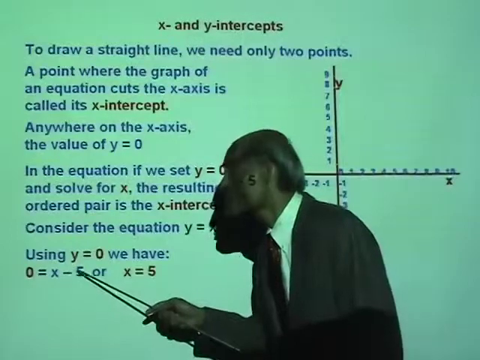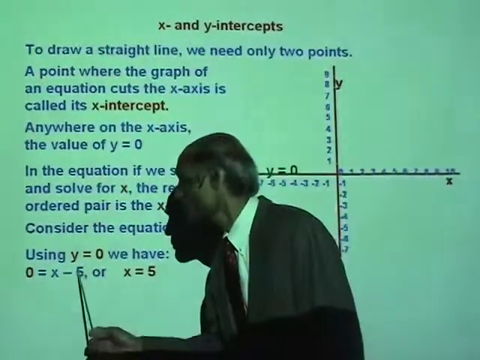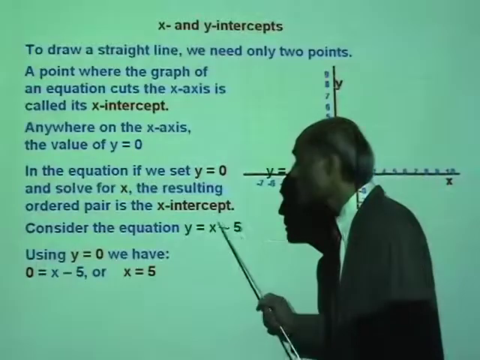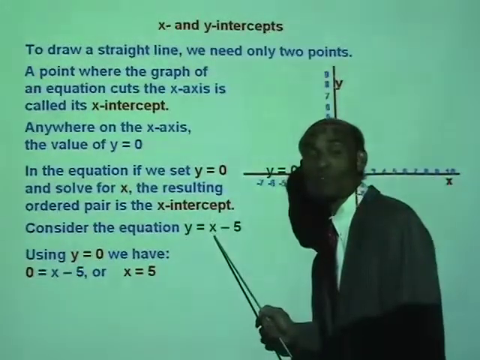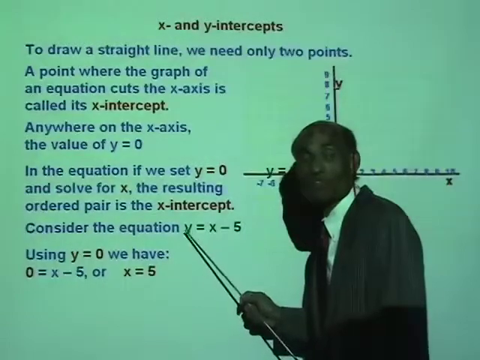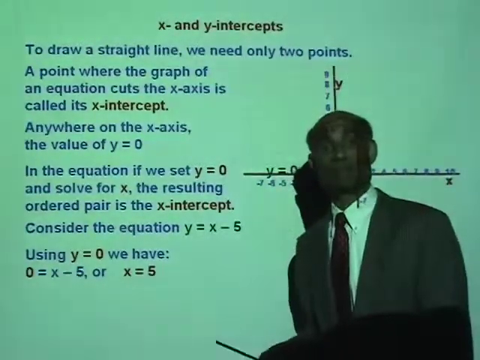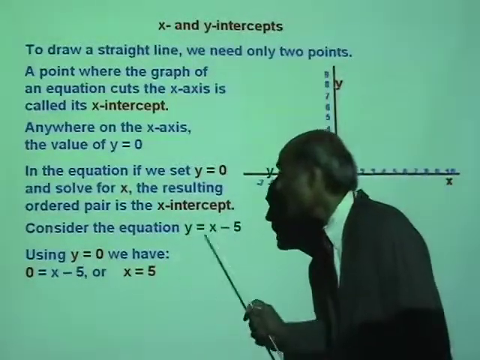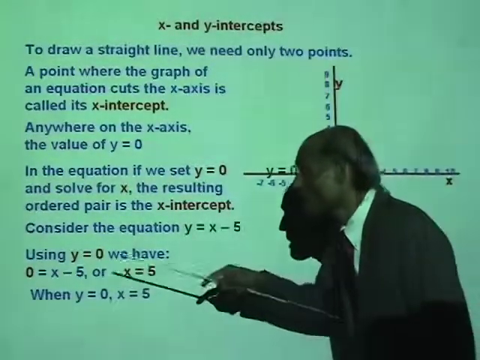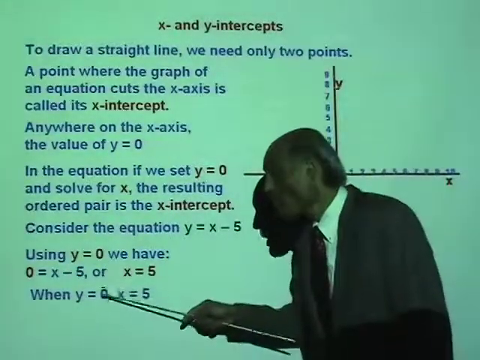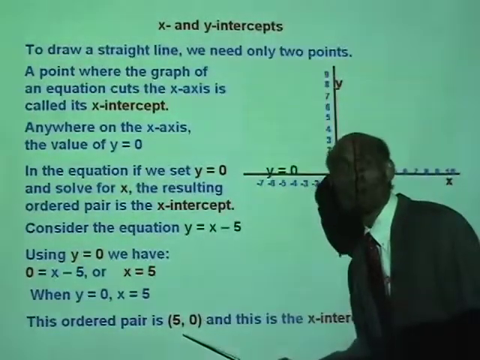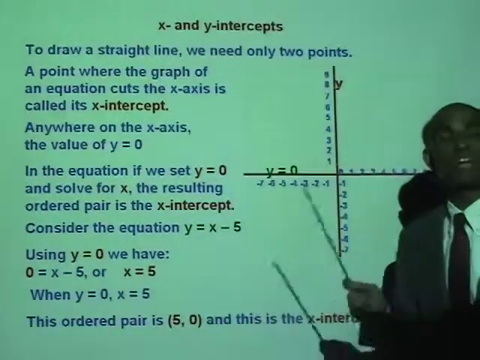If 0 equal to x minus 5, take that negative 5 from the right to the left, you will get x equal to 5. So, in this equation, when y equal to 0, the value of x will be 5, isn't it? Because 5 minus 5 equal to 0. So what is the corresponding ordered pair? The corresponding ordered pair is x equal to 5, y equal to 0. That's right. So when y equal to 0, x equal to 5, the ordered pair is (5, 0). And this ordered pair is called the x-intercept.